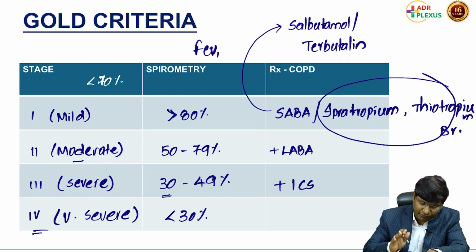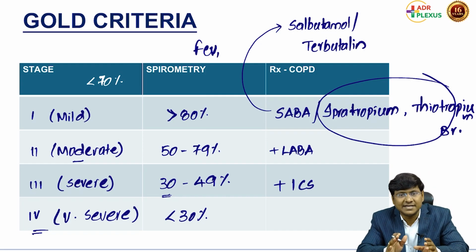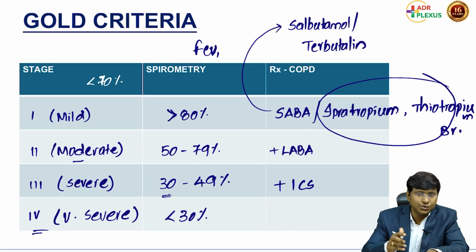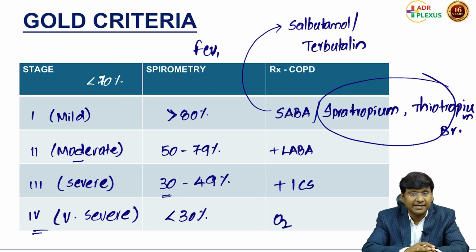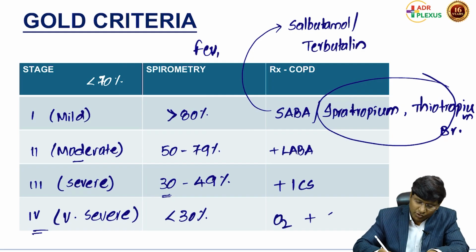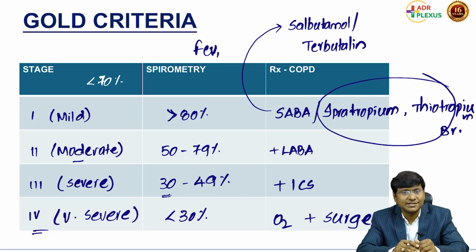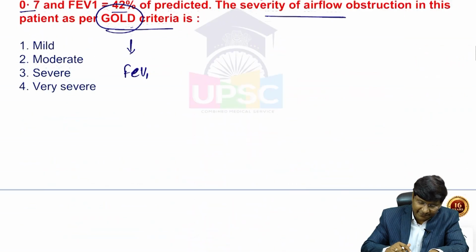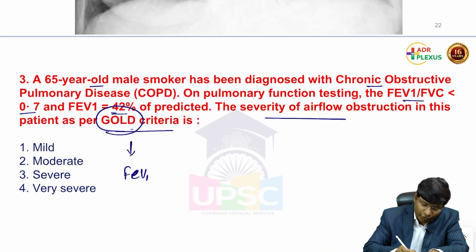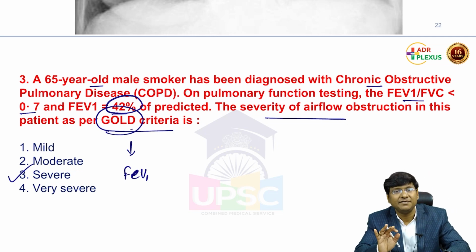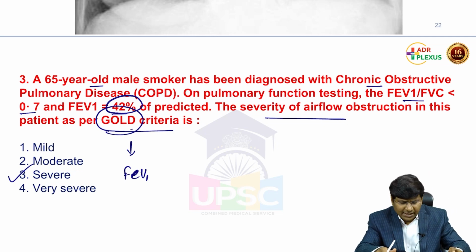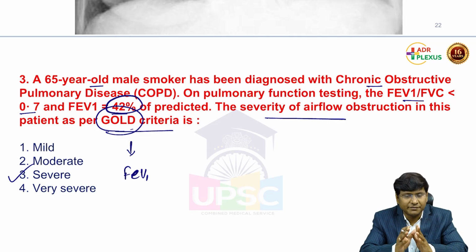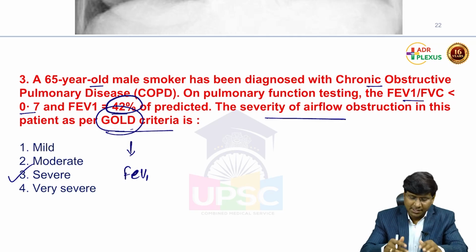Whereas in stage 4, which is very severe, where the FEV1 is less than 30% of the predicted value, in these patients, you need to add oxygen therapy, and at the same time, you also need to consider surgery, right? So when the FEV1 value is, say, 42% of the predicted value, then it comes under the severe form of COPD.